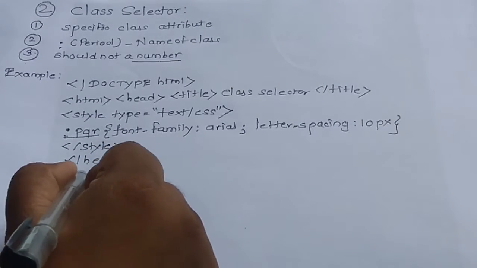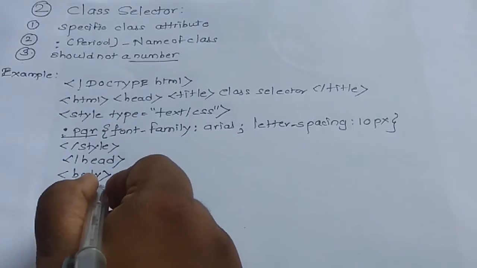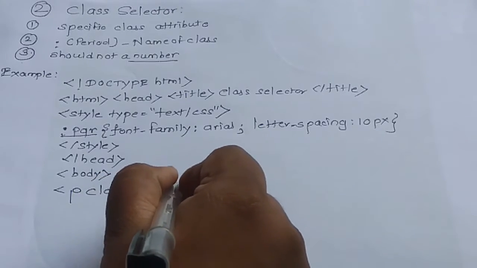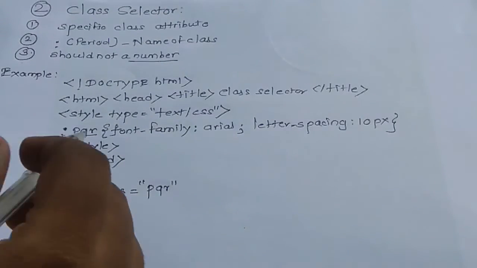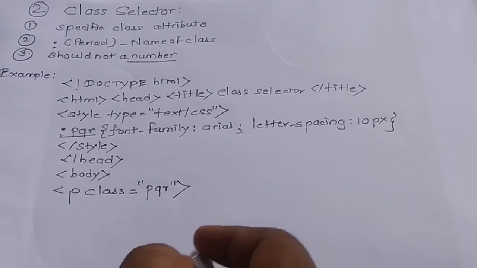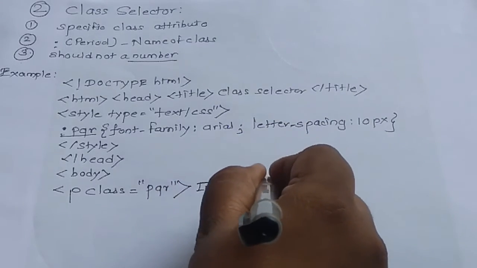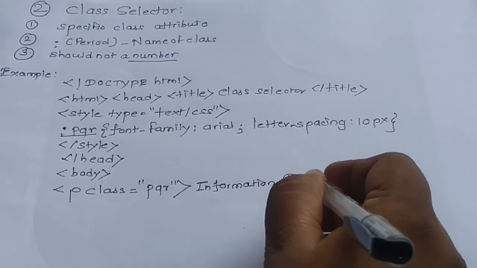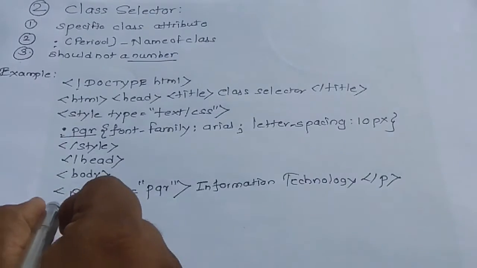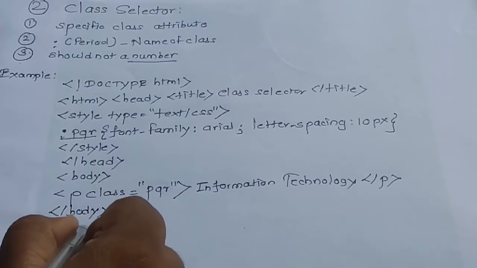Now start with the body tag. I am defining the class name as p class is equal to the same name which you used in the class, that is .pqr. So the same name I will use here: p class is equal to PQR. Then I will write the text as information technology, and then after that I will close it with /p. Then close it with /body, and last close it with /html.